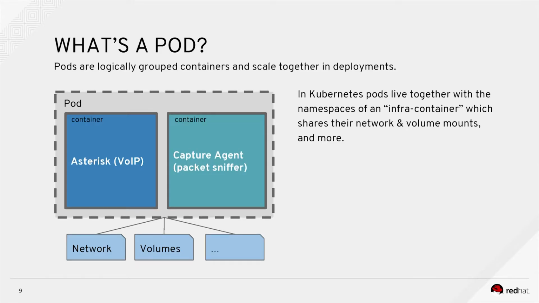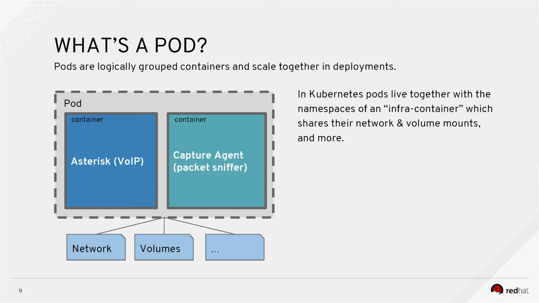In this example, I show that there's Asterisk and there's a capture agent. Somebody pointed out in one of my earlier sessions, why didn't I just use hep.conf instead of the capture agent? Well, I specifically did this for the example of showing a couple of containers here. You certainly could use hep.conf instead.